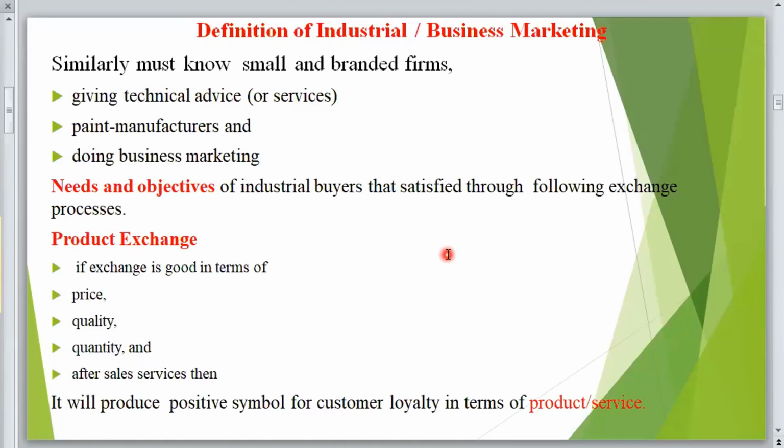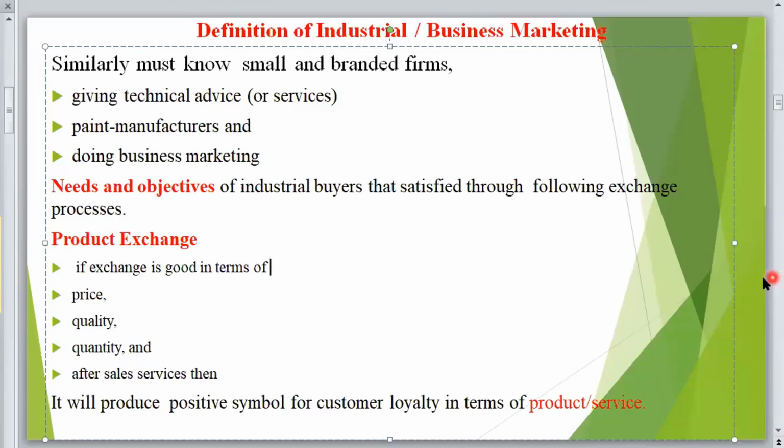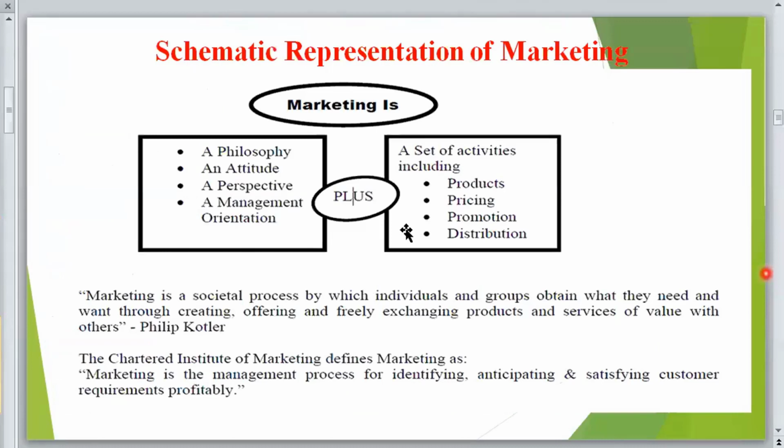This long-term relationship could be a partnership. Customers are loyal. Customers advocate your product on behalf of your company. So that's the marketing objective. So in industrial marketing, marketers need to create a long-term relationship. They have to develop loyal customers.